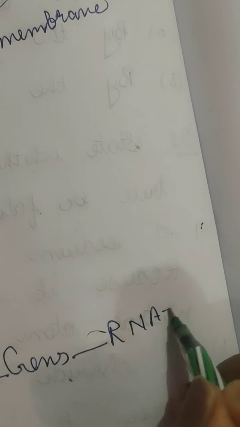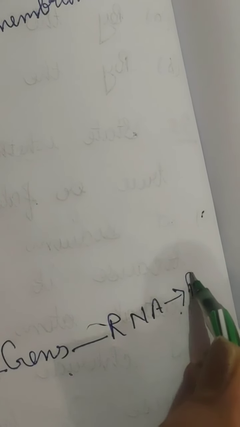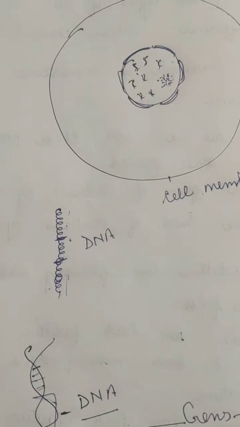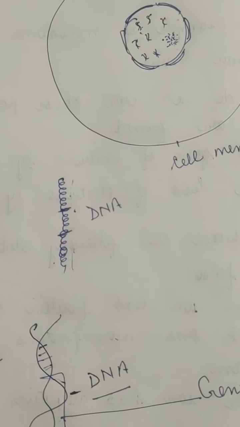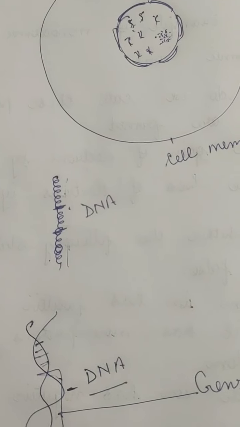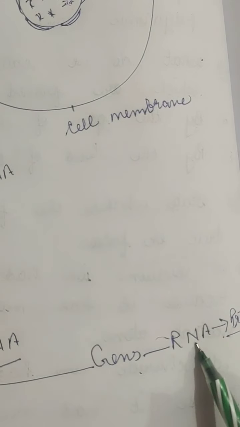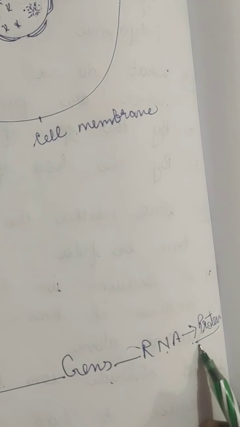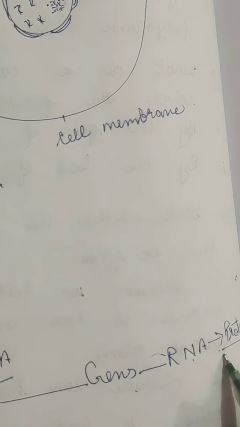ribonucleic acid, and then RNA will make protein. Okay, so protein is made. Now I'll condense all this. For example, if a person is having black hair, that means his RNA is sending the message to the cell organelles to make protein which has black color.